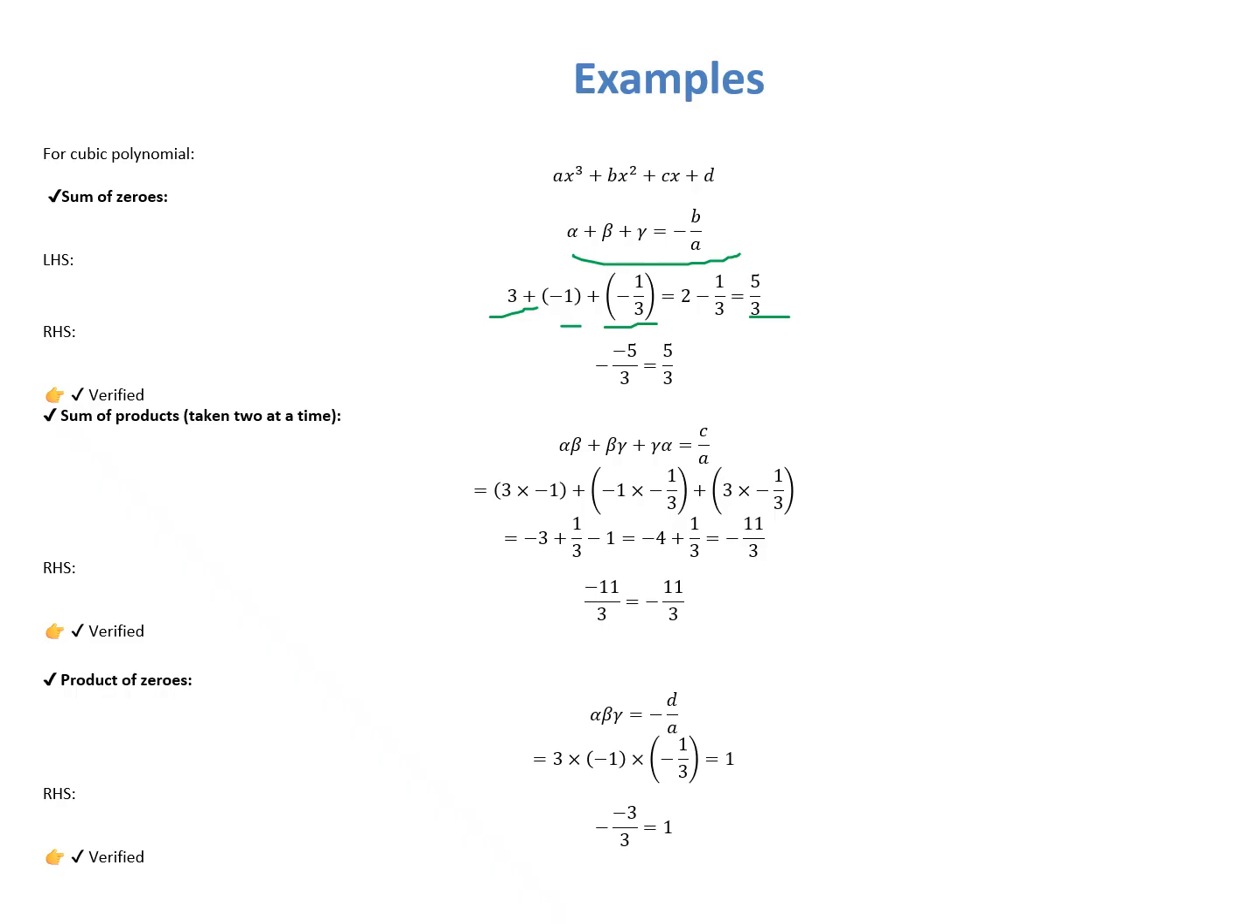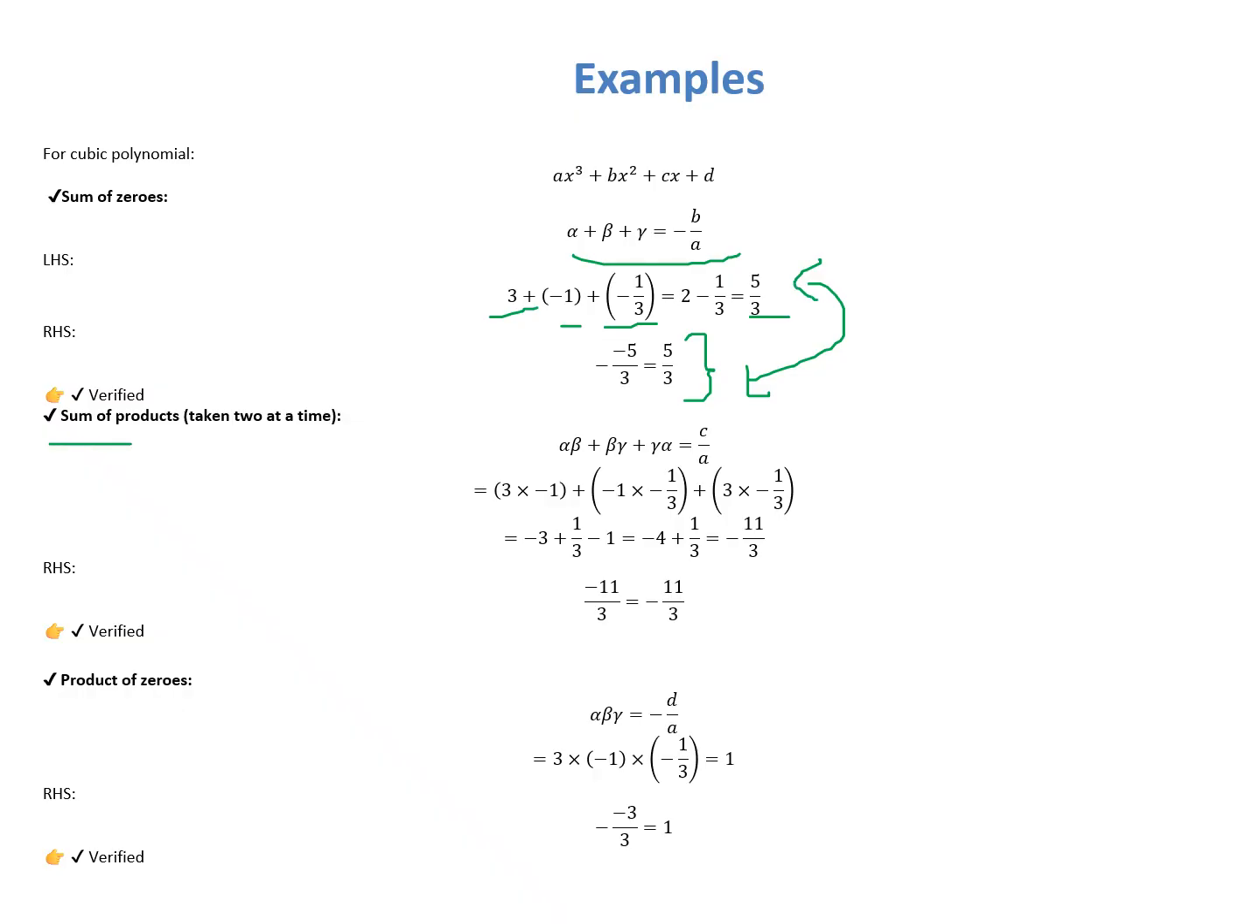And when we compare this with the original equation, our value is minus b by a. We have b as minus 5, and applying the minus, we have 5, and then 5 by 3 is the value. So this value is tallying with the sum of my zeros. Which means that the relationship of the coefficients with the zeros is tallying.